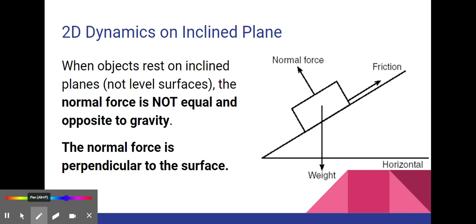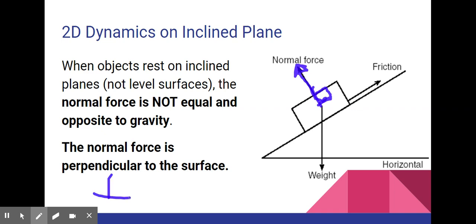When objects are resting on inclined planes, non-level surfaces, the normal force is not equal and opposite to gravity. You have to be very careful of that. The normal force is always perpendicular to the surface that the object is resting on. So in this case, we can see that our normal force, and it should be drawn all the way out from the middle of the box at center of gravity, is perpendicular. It should be a nice right angle. It's perpendicular to the surface. Normal force is perpendicular to the surface.